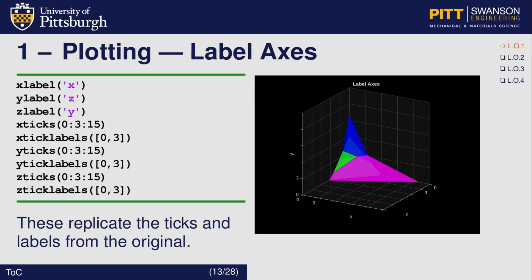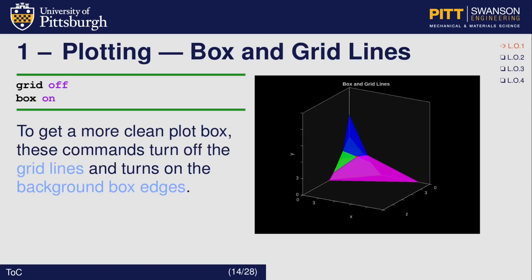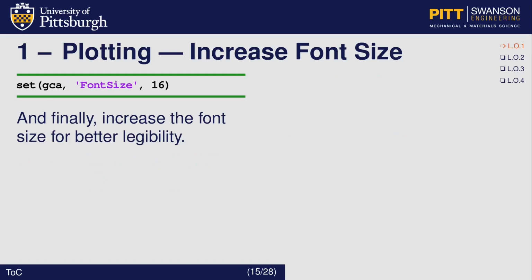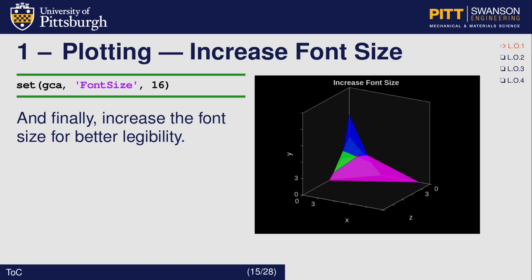Here, we just add some text labels to all three axes, and then we adjust the tick markers to match the original plot, where it marks out 0 and 3. Then, to get a more clean plot box, the commands grid off and box on turn off the grid lines and on the background box edges. And finally, we increase the font size of all text in the figure to make it more visually accessible. This is our final figure.